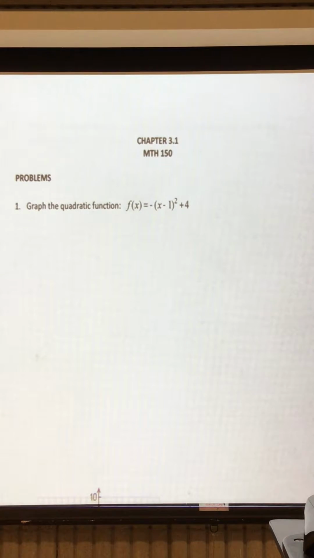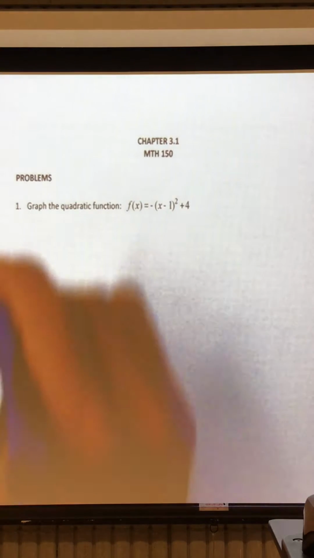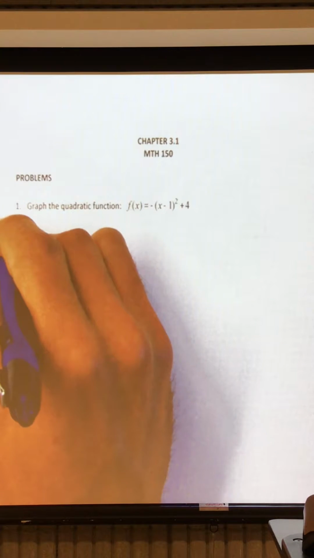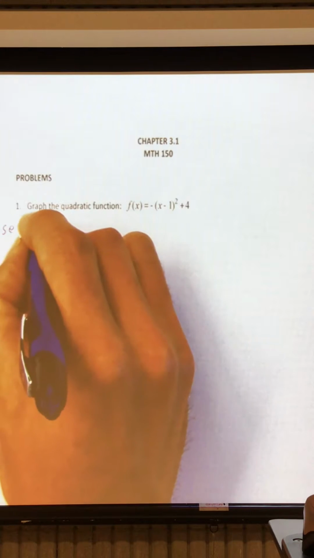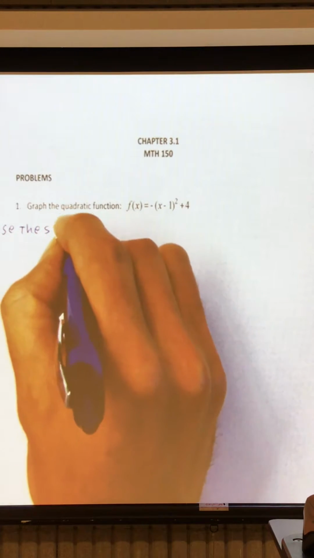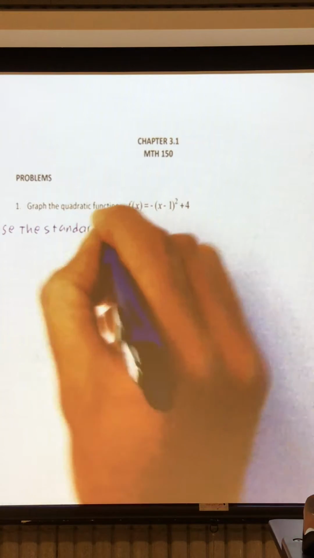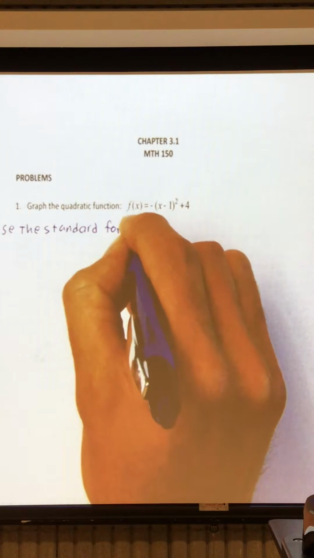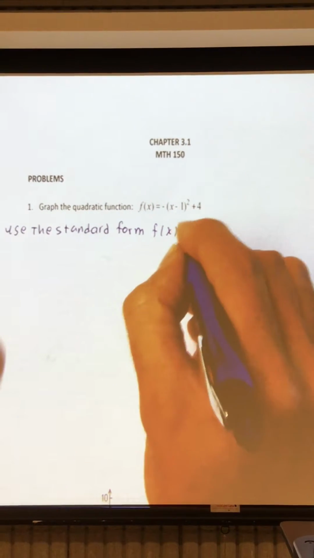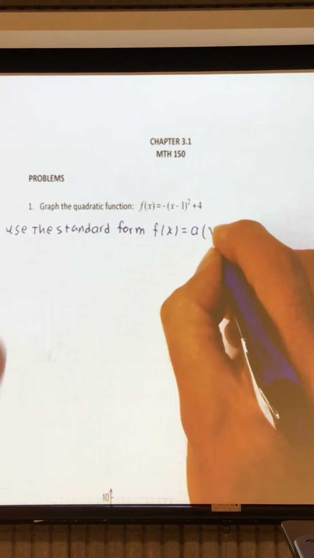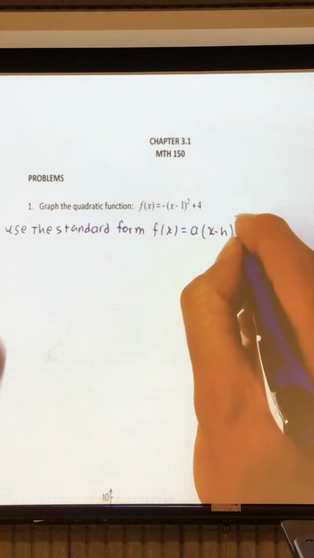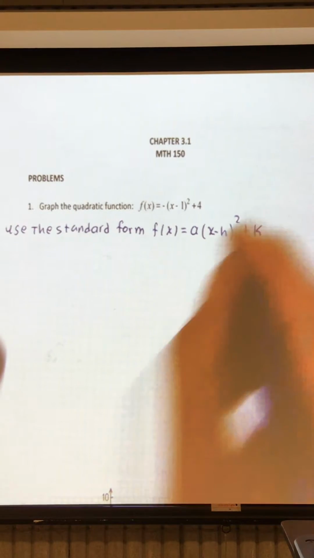Section 3.1 exercises. Problem 1. We are asked to graph the quadratic function, the negative of x minus 1 squared plus 4. To do this, we will use the standard form f of x is equal to a times x minus h squared plus k.